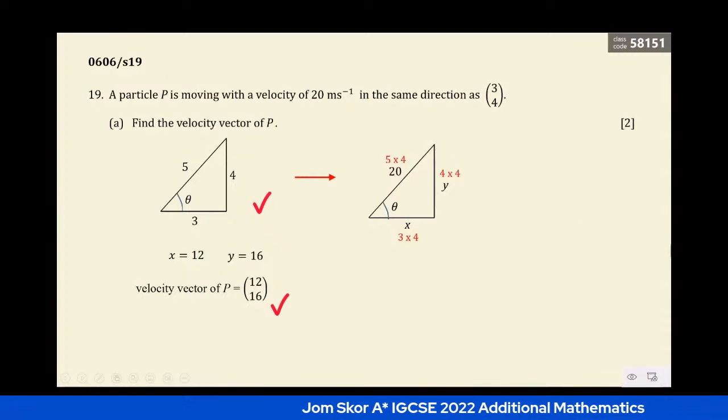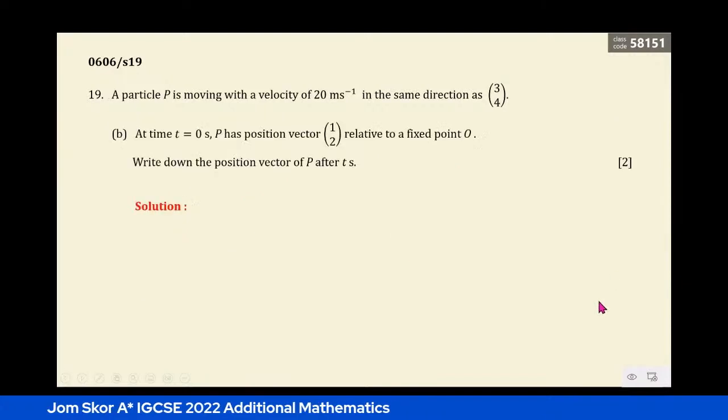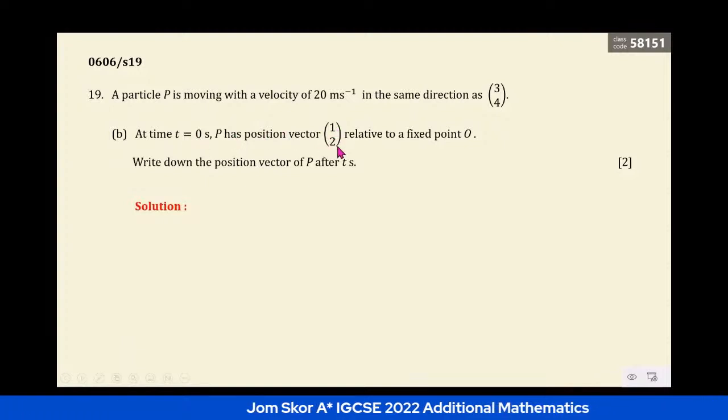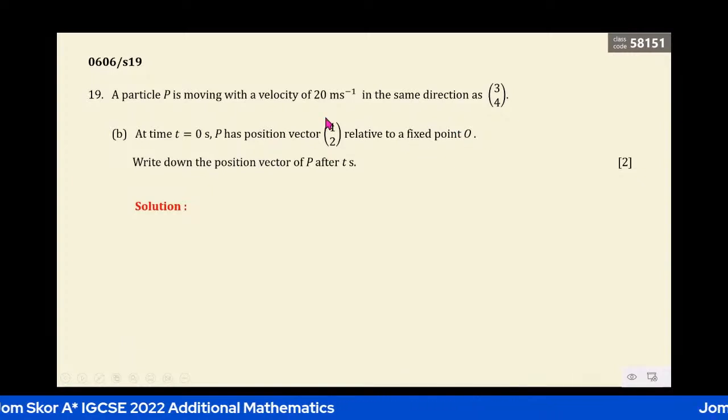Okay, next we look at what question B asks. Now, at time t equal to 0, P has position vector (1, 2) relative to a fixed point O, meaning that this is the initial position of vector P.